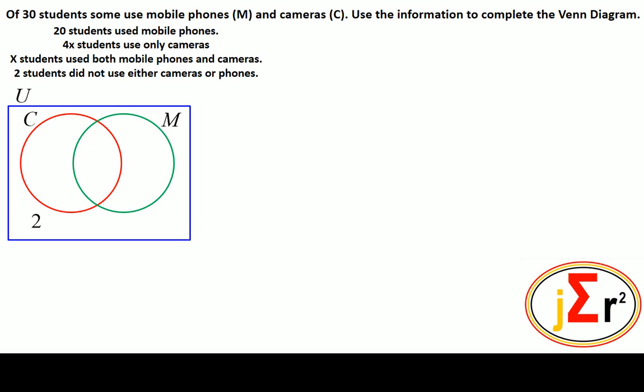Of 30 students, some use mobile phones (M) and cameras (C) in taking photographs. Use the information to complete the Venn diagram. We will not take a look at the information particularly as yet, because we will be doubling up on the time and effort to go through all of this information.